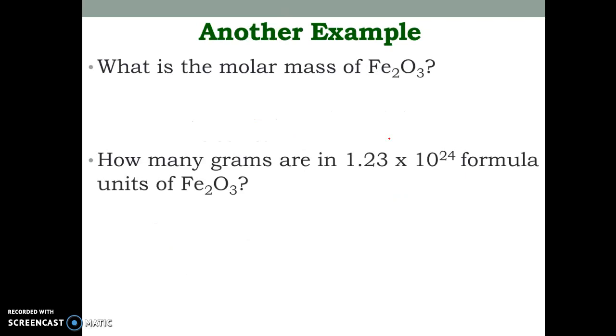Next problem. Let's do this one on our marker boards. So why don't you take a minute? Let's pause this video and do this problem on your marker board. So number it 1 and 2. First you're solving for the molar mass, and then you're going from formula units to grams.